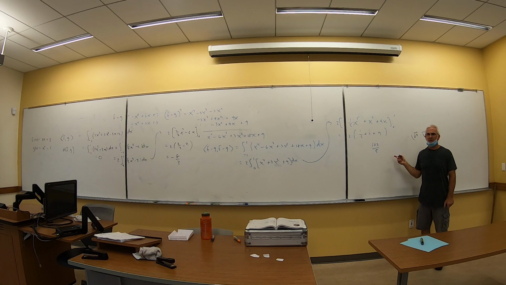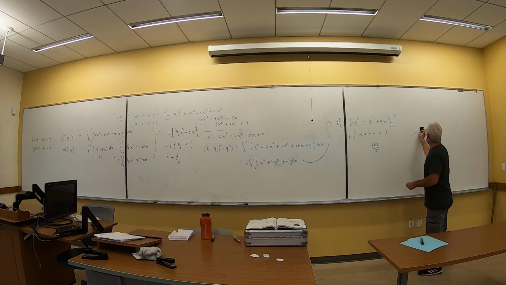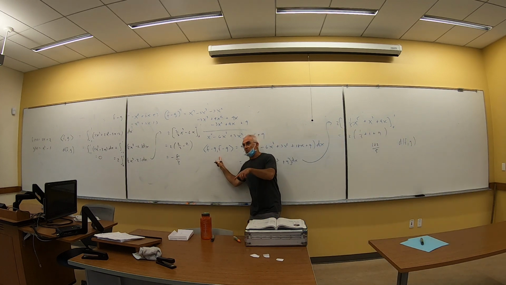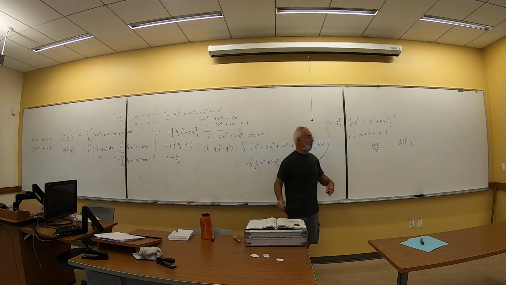Does that number mean anything to us? No, it's what we got. Now, this is not the answer. So I'm going to state the answer. The answer is the distance d(f,g). This is the square of d(f,g). So what is d(f,g)?